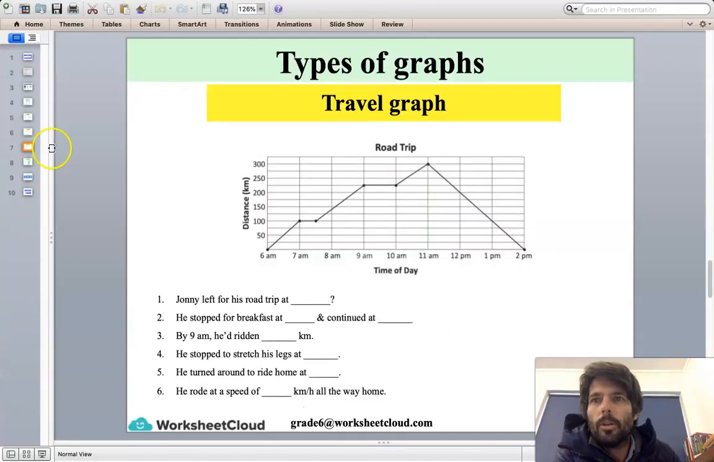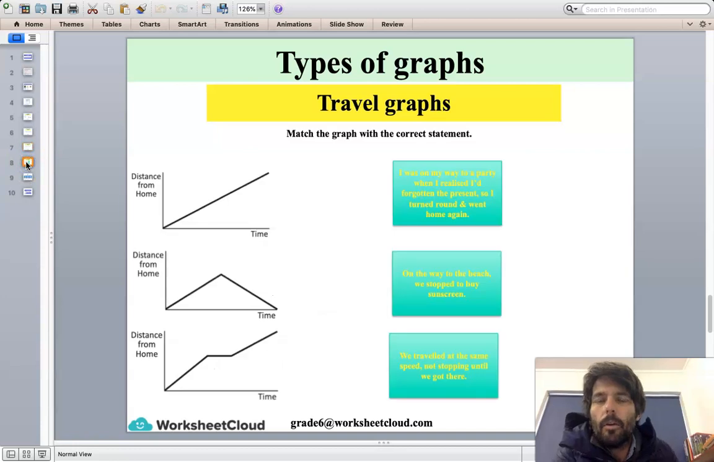Okay, the last part of our graph theme is this slide. Now you have 3 different types of travel graphs. I'd like you to read through the descriptions of the graphs in the green blocks with yellow writing, and you need to match them up to the graphs on the left. Okay? Press pause and let's see how you get on with this last activity.